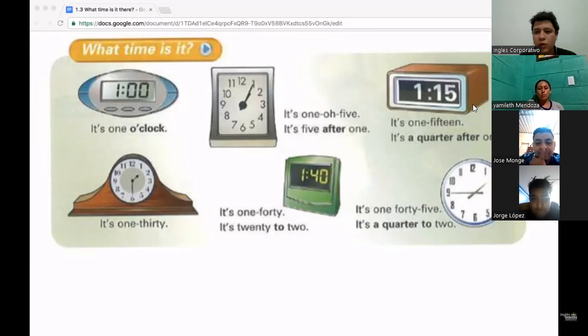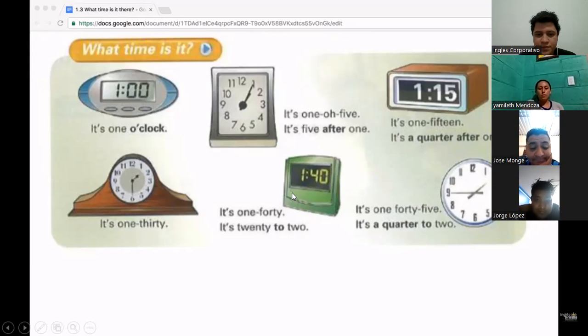It's 1:15, right? Es un cuarto después de la una, you see? Es un cuarto después de la una. It's 1:15. See? This one. Estas son las formas en las que podemos decirlo, okay? This one. It's 1:05, you see. It's 1:15. Now this one, it's 1:30, you see, 1:30. Si miran el reloj, it's that one, right?